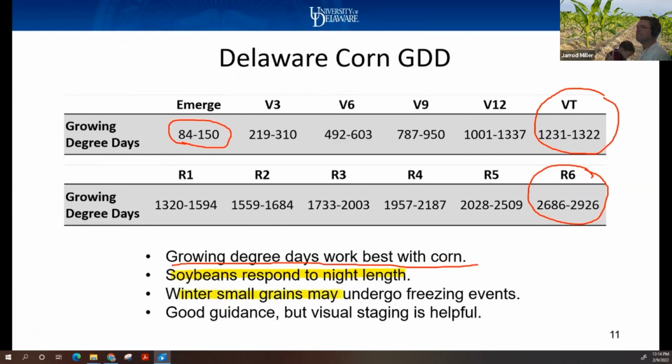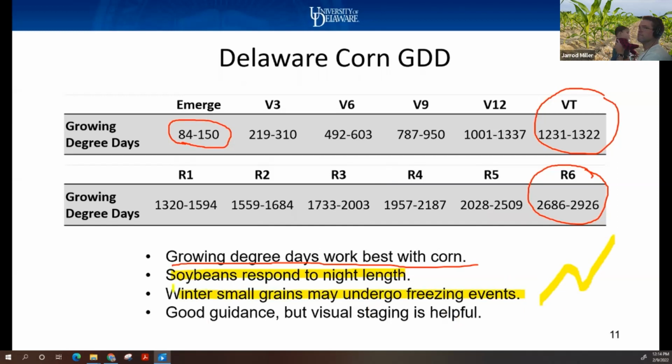Winter small grains, what we've seen here is when they undergo a freezing event, it kind of cuts it back. There are different calculations they look at for growing degree days since January 1st, because you can have small grains rapidly accumulate. If we have a warm fall up through December, they'll accumulate growth, and then a freeze can knock that back, and then they kind of start over.